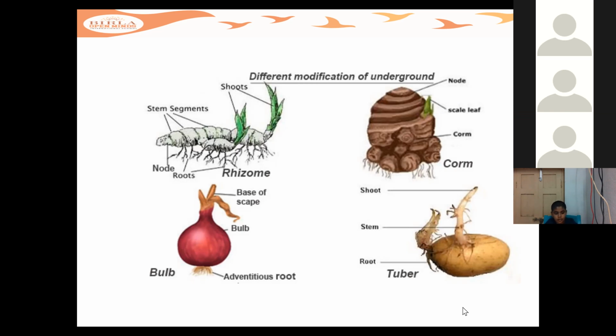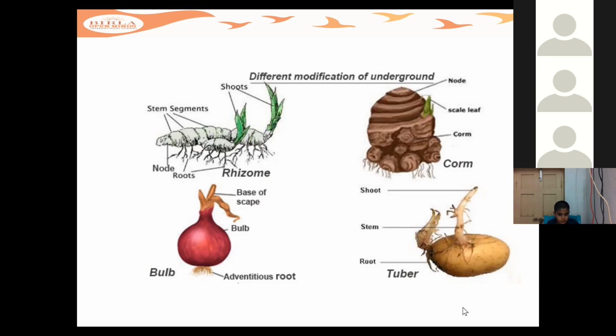Especially in the modifications of stem, there are tubers, rhizomes, tendrils. They are all included in the modifications of stem. In tabular form, it is being given here, page number 8, modified stem. What are modified stems? Tubers, tendrils, rhizomes. Under these, the example of tuber is potato. The example of rhizome is ginger.